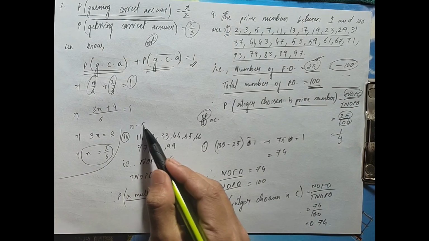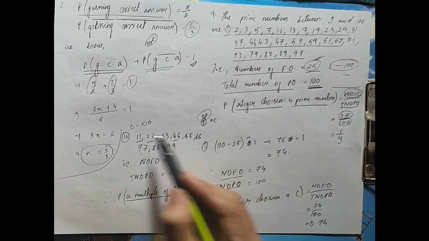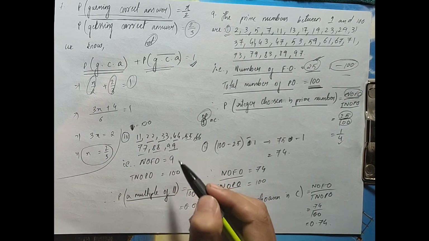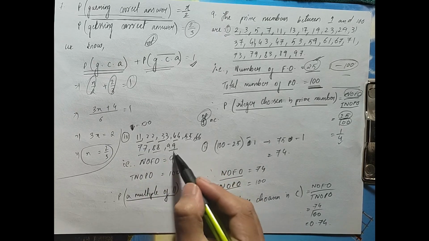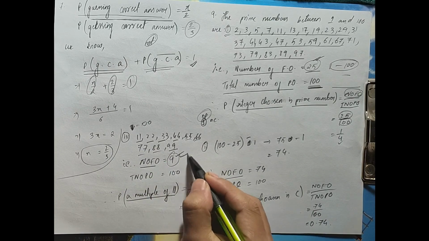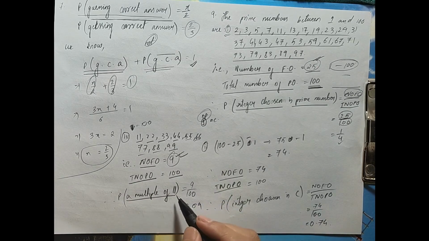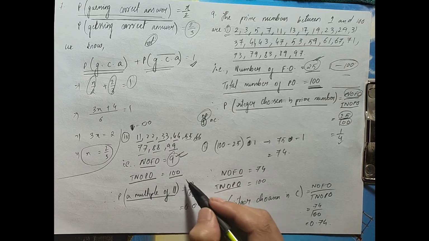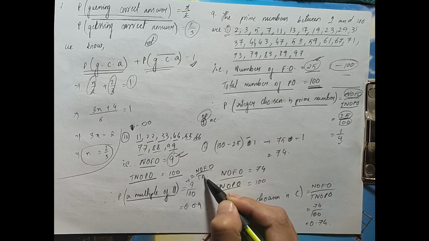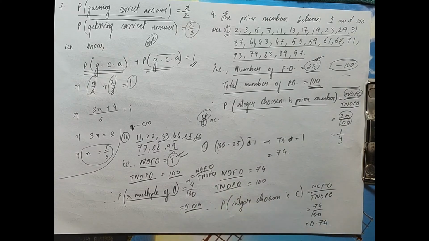So from 1 to 100, these are your multiples of 11: 11, 22, 33, 44, sorry, not from 0, 55, 66, 77, 88 and 99. So if you count, you'll get 9. So number of favorable outcome is 9, and total number of possible outcome is 100. Therefore probability of getting a multiple of 11, again you'll have to write down the formula, that is number of favorable outcome divided by total number of possible outcome is equal to 9 by 100, which is 0.09.